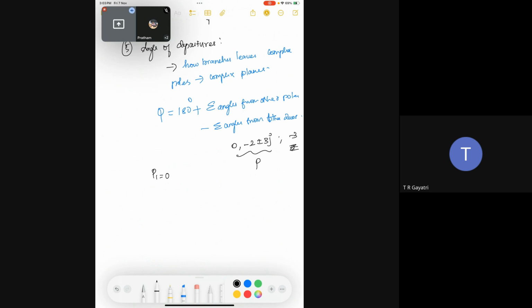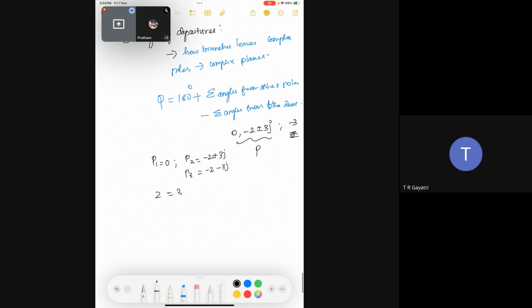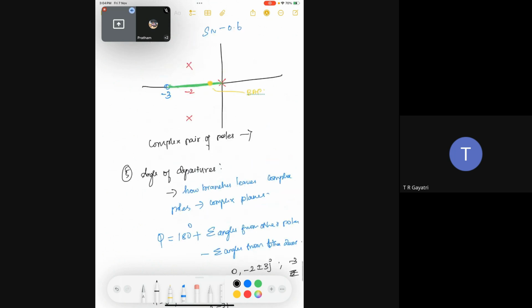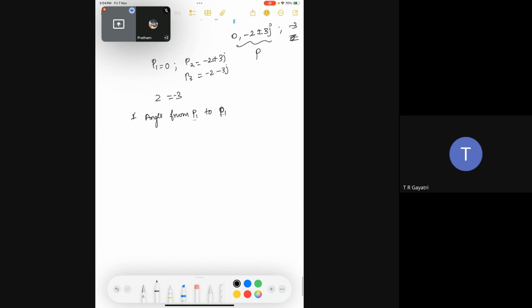Consider P1 equal to 0, P2 equal to -2 plus 3j, P3 equal to -2 minus 3j, and determine the zero, Z equal to -3, only one zero is there. So first find the angle from P1 to the point. You take some ordinary point from this breakaway point and find it to P1, the first pole, 0.